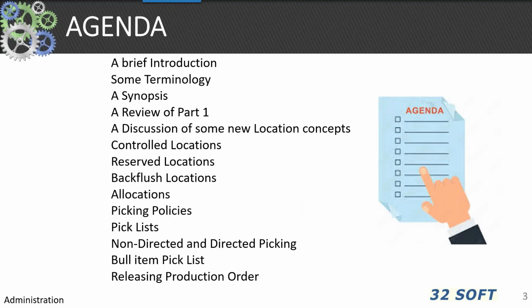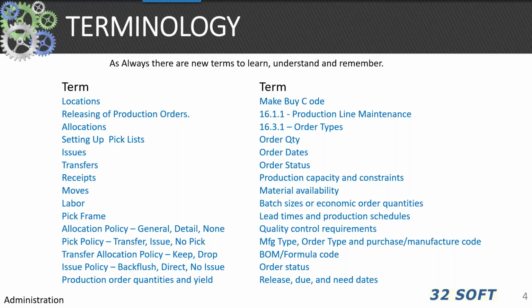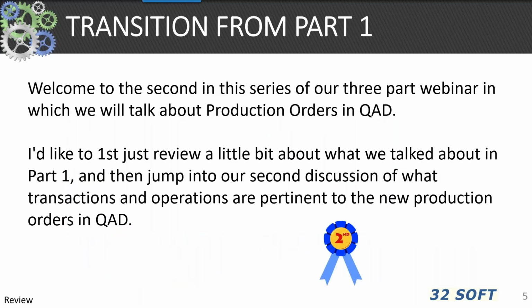We'll talk about some location concepts, and then we'll cover allocations, picking policies, pick lists, directed, non-directed, bulk, and releasing production orders. As always, there's lots of new terms to learn and understand. Take a minute to look at the list. That should help you in your understanding.